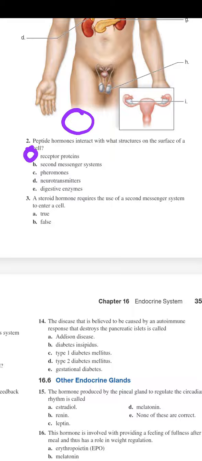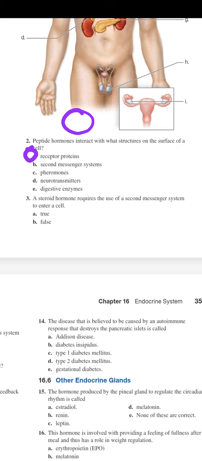The hormone will bind with the receptor protein, and this will cause a change inside the cell. The one that is carrying this change is called the secondary messenger, because your primary messenger is your hormone. Your secondary messenger is like cAMP. It's the one that tells the cell, oh, we have to do this change. So it first has to interact with receptor proteins on the surface of the plasma membrane, or the cell surface membrane. Question number 3 is steroid hormone.